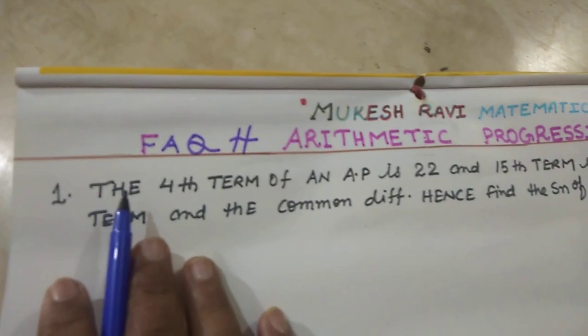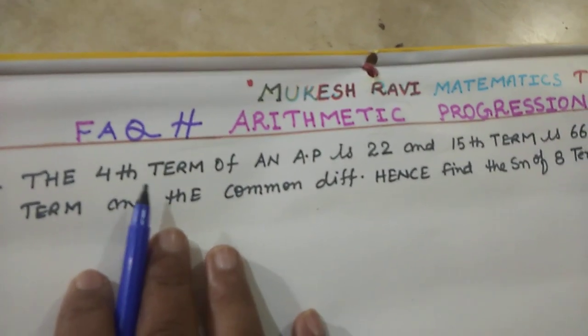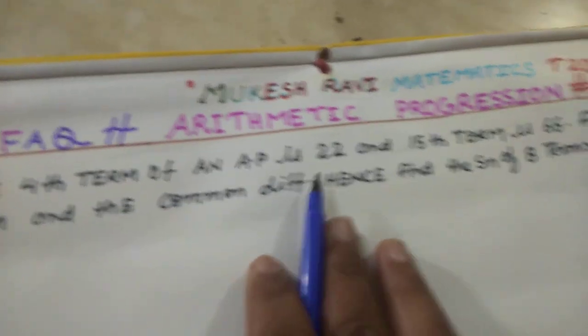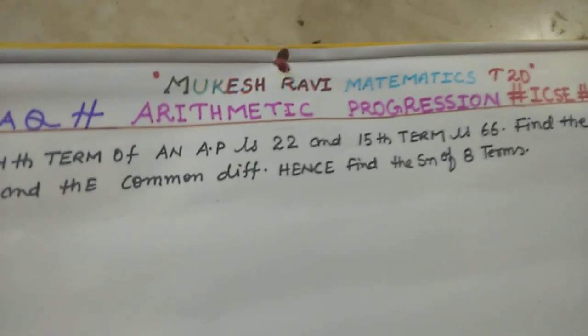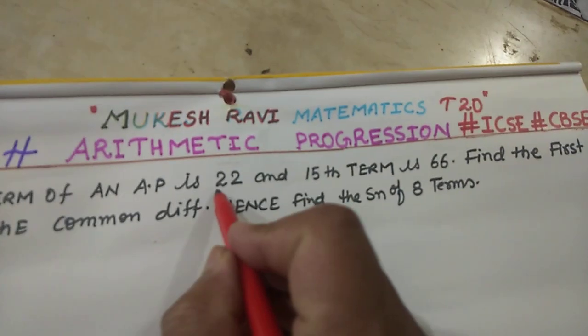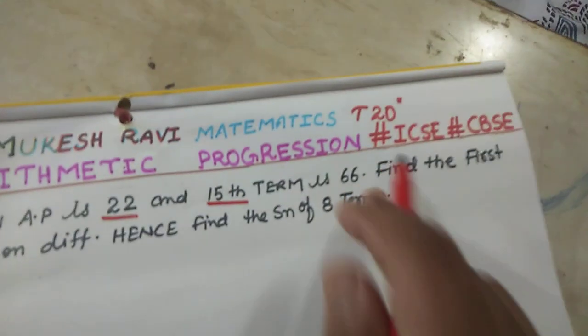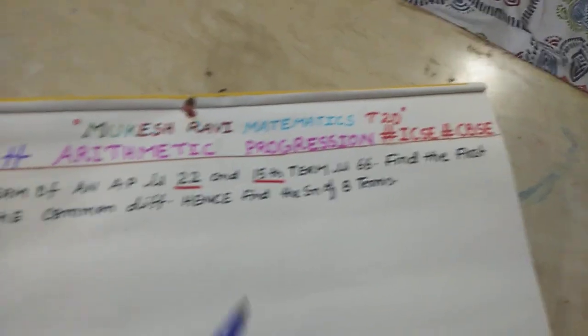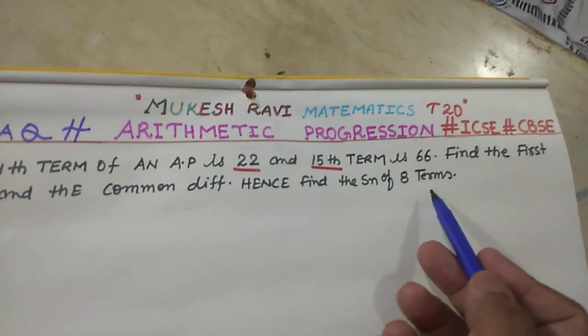Now see the first question. The first question will revise the formula. The fourth term of an AP is 22 and the 15th term is 66. Find the first term and the common difference, hence find the S8, the sum of 8 terms.